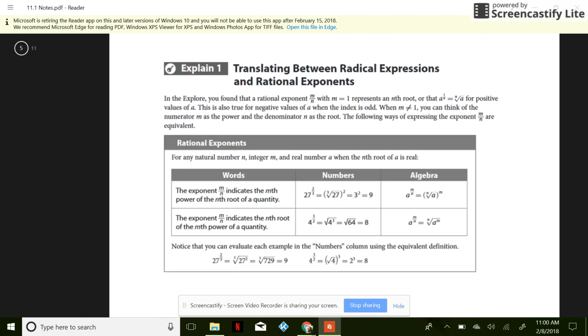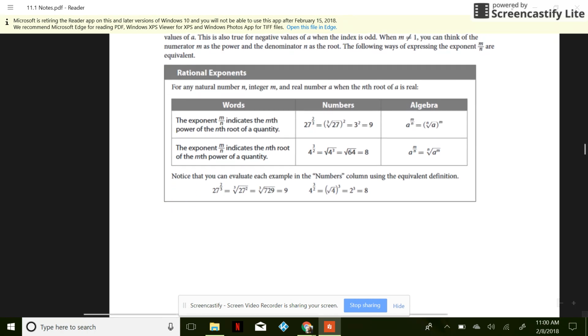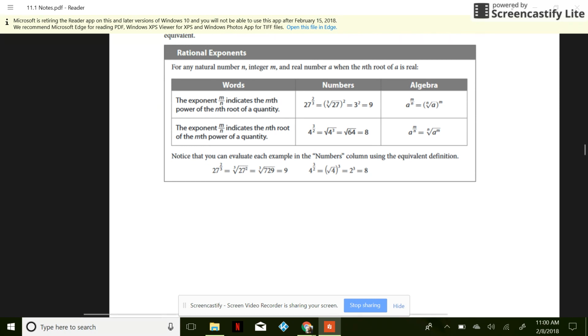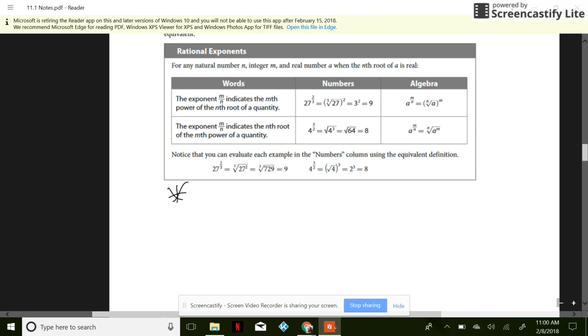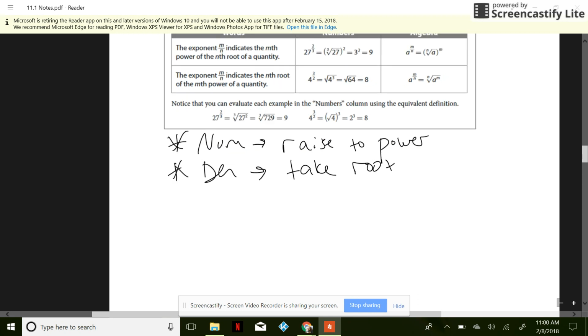Now, translating between radical expressions and rational exponents, such as changing from a square root to a power. You can do it either way. If you're raising to a fractional exponent, the numerator tells you to raise to that power, and the denominator tells you to take that root. And you can do it in either order.